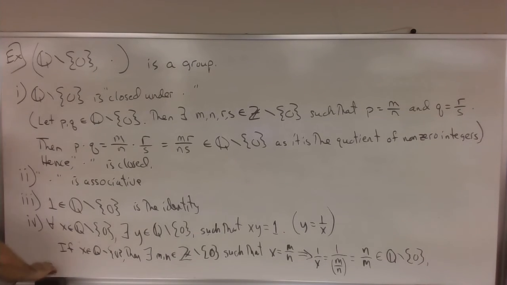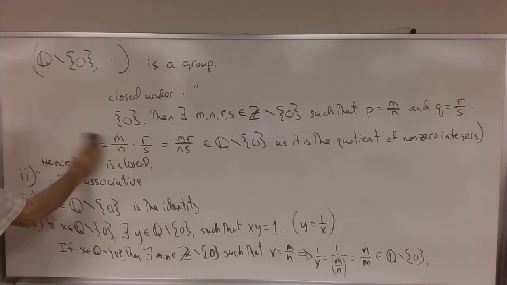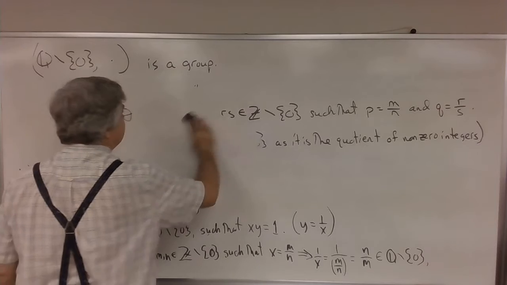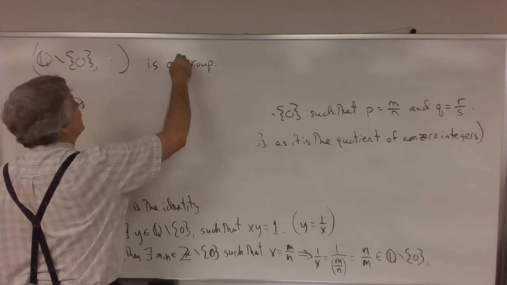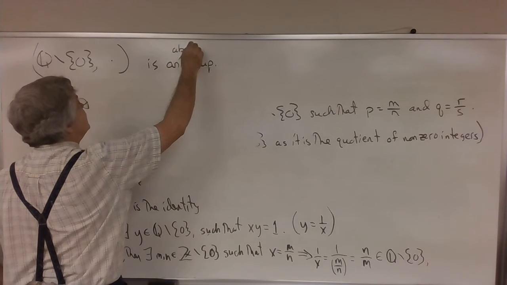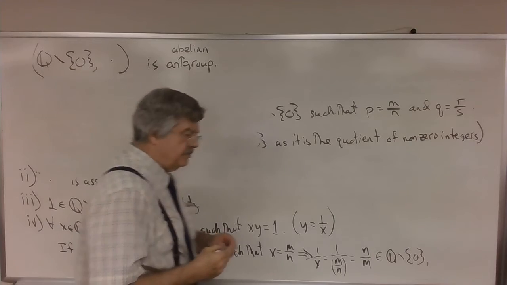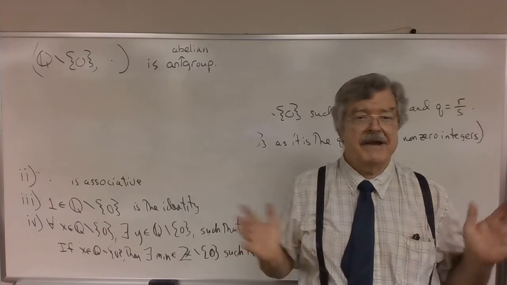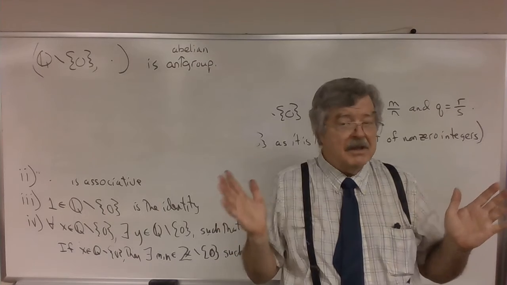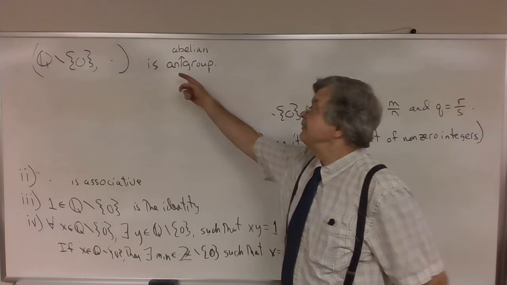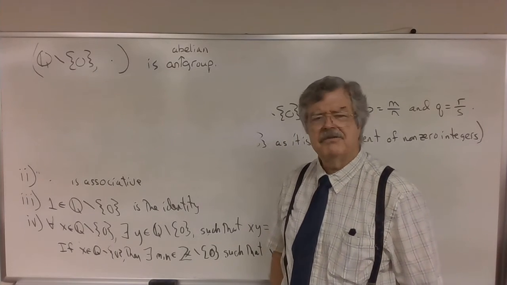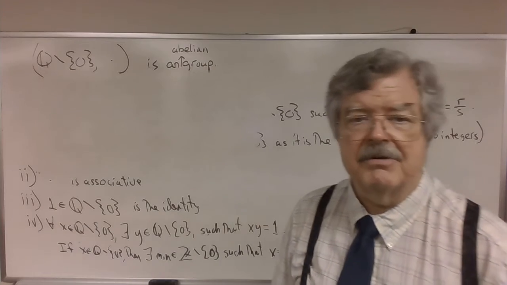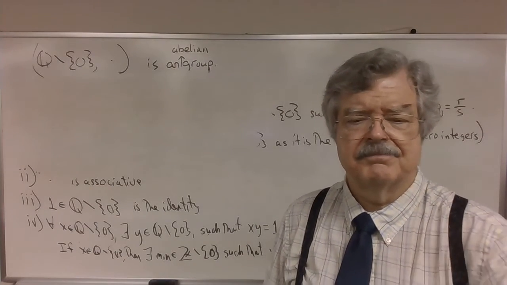And in fact, there's one more thing we can add to this. We can also say it's abelian, because the multiplication of rational numbers, in fact, the multiplication of all real numbers, is commutative. So this is not just a group, it's an abelian group. Now let's look at something that fails to be a group and talk about why it fails to be a group.